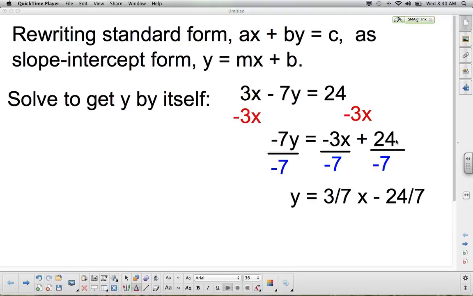Now, once we have this negative 7y equals negative 3x plus 24, we need to get y by itself. It's being multiplied by negative 7, so we must divide. Notice the fraction bar. I want you to use fraction bars. When we divide it, negative 7 divided by negative 7 cancels to 1. We just get y. Negative 3 divided by negative 7 becomes positive 3/7. Make sure the x is separate. It doesn't belong in the numerator or the denominator. The 24 divided by negative 7 becomes negative 24/7. It's not pretty. They're not nice numbers, but it is in slope-intercept form, and that's the goal.